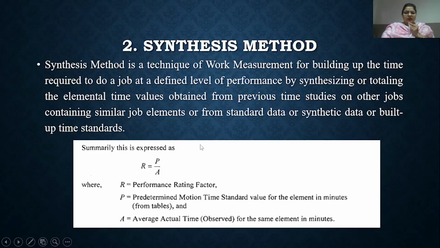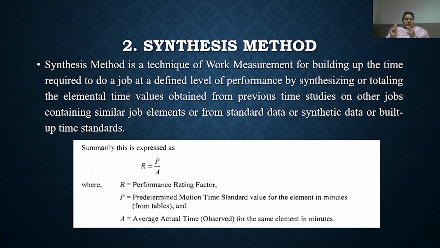Summarily, this is expressed as R equals P upon A, which is the formula of synthetic analysis. R is equal to the performance rating factor. Here we assign performance rating factors to the worker, based on how much work he has completed in how much time. So as per the time taken by the worker, we can give some rating.